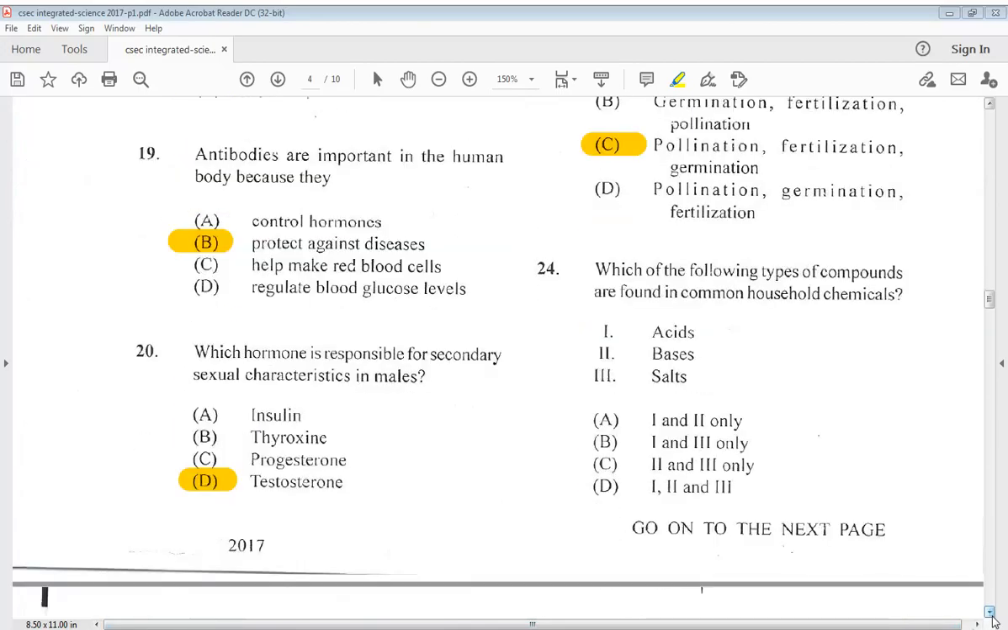24 says, which of the following types of compounds are found in common household chemicals? 1. Acids, 2. Bases, 3. Salts. Well, we know that all of these compounds are found in household chemicals. D would be the answer.